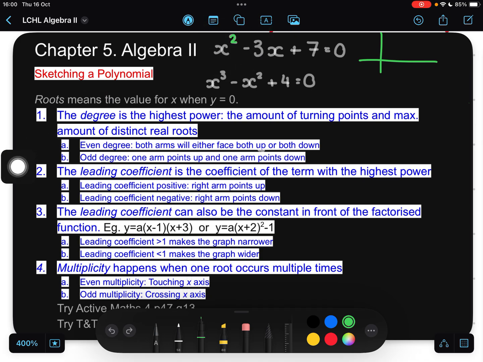So if we think of a cubic, it has a power of 3, which means it has 2 turning points and max 3 different roots. Okay, so that's the first one, our degree.